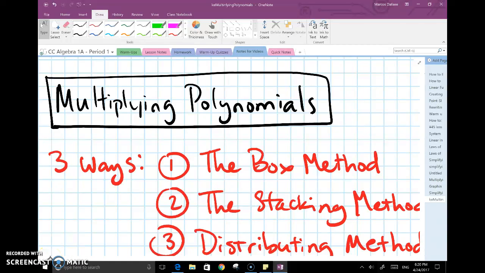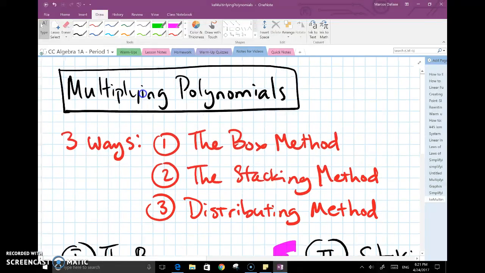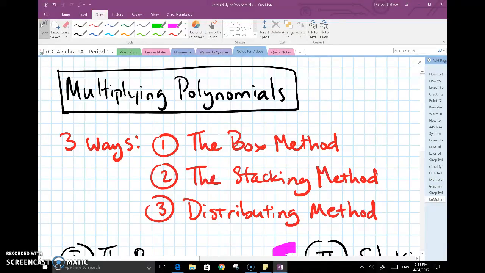Hi everybody, this video will show you how to multiply polynomials, specifically how to multiply binomials, which could then be applied to polynomials. There are three ways that I would like to introduce to you, and each has its own name. The first is called the box method. Next, we have the stacking method, followed by the distributing method. Every method looks different from the other, but in the end, the result should be the same. So let's go ahead and jump right in.